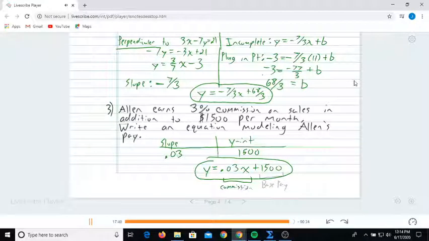Notice commission has a variable in it, because how much he makes off commission varies, right? If he sells more, he gets more. If he sells less, he gets less. But the y-intercept, notice there's no variable there. That's because it's fixed. That represents his base pay.